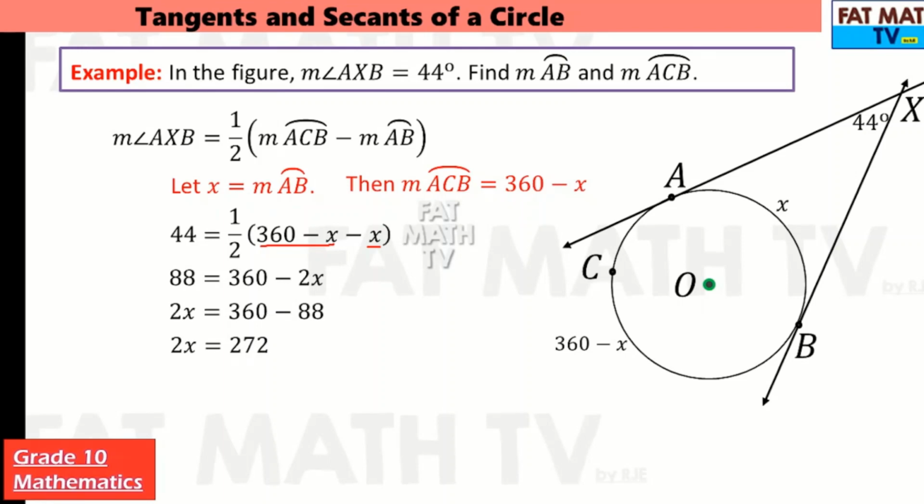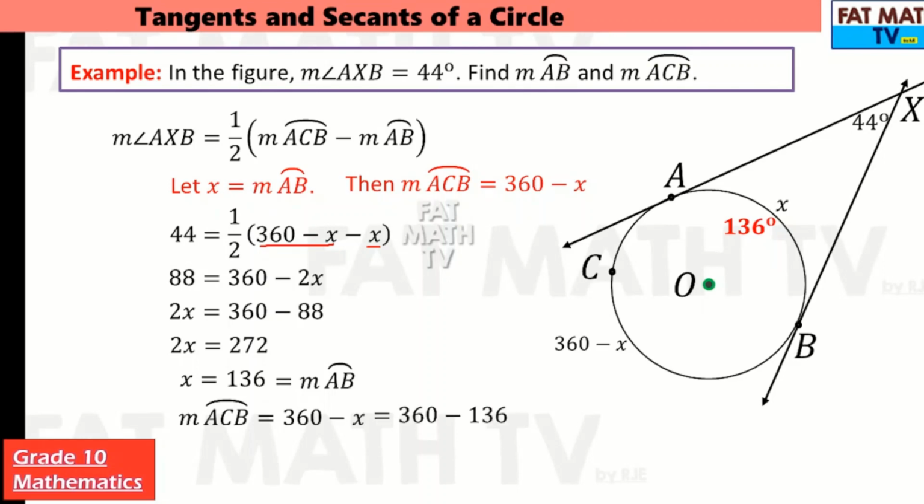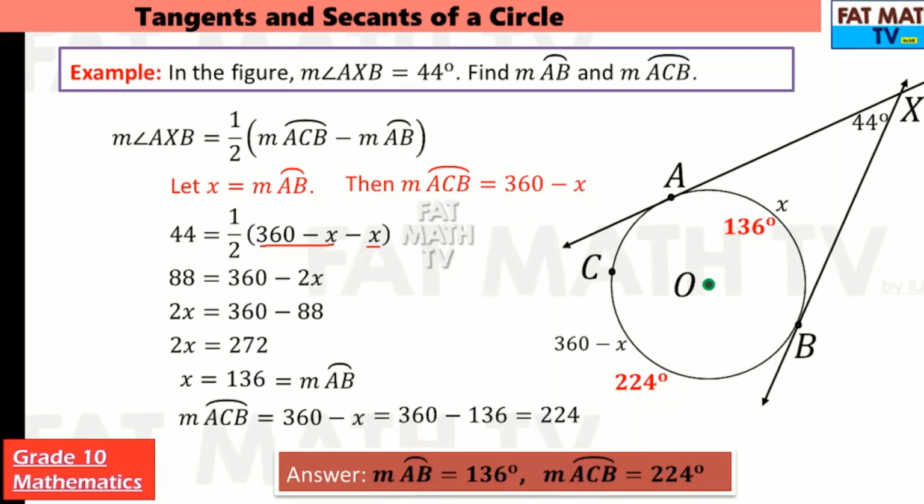And that is 272. And dividing both sides by 2, x is 136. So measure of arc AB is 136. And the measure of arc ACB is 360 minus x. That's 360 minus 136. That is 224. So the measure of arc ACB is 224 degrees.